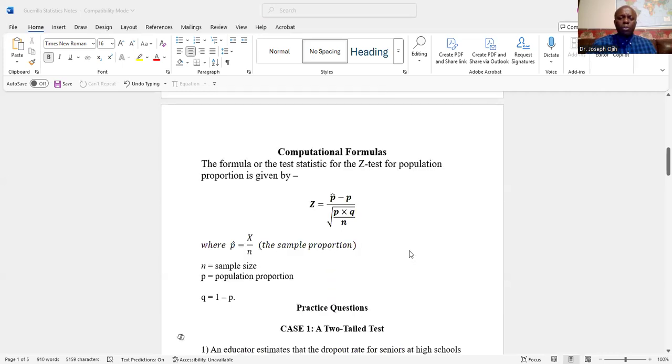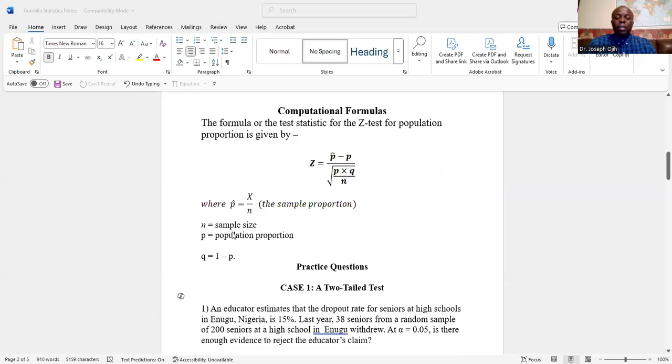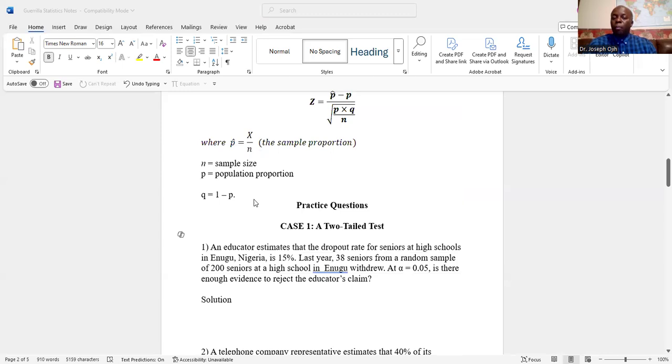And the general formula we use, you can see from the screen, is Z equals p hat minus p over the square root of p hat times q hat over n, where p hat is the sample proportion given by x over n, n is the sample size, and p is the population proportion. Now there's a part we also use, the q part. q is simply 1 minus p hat, that is 1 minus the sample proportion.